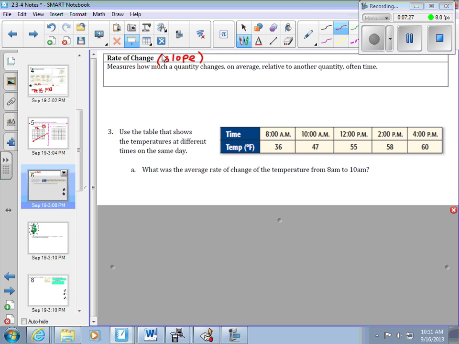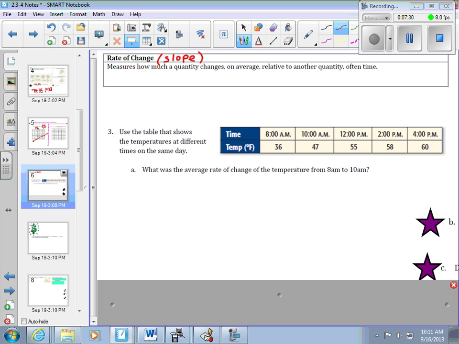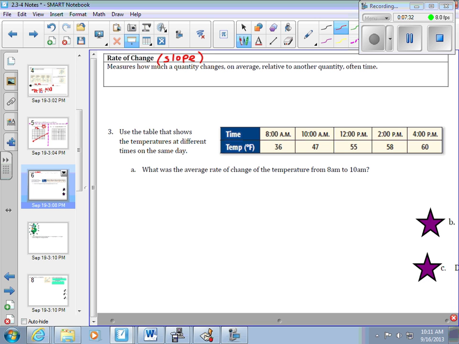All right, so this example on the back of your note sheet talks about using this table of time and temperature to find some rates of change. For A, they want to know what's the average rate of change. All right, that's what we just talked about. Remember, this is the same as finding slope. So basically, they want us to find the slope of the temperature from 8 a.m. to 10 a.m. All right, so what we need to do here is figure out what was the change in temperature in that time. So from 8 to 10, it looks like we changed from 36 to 47.